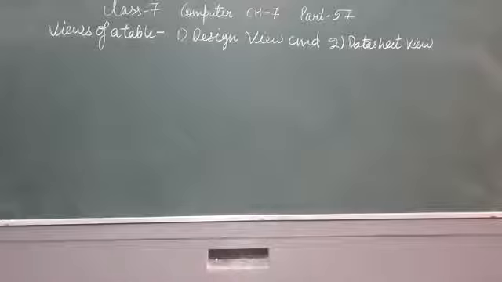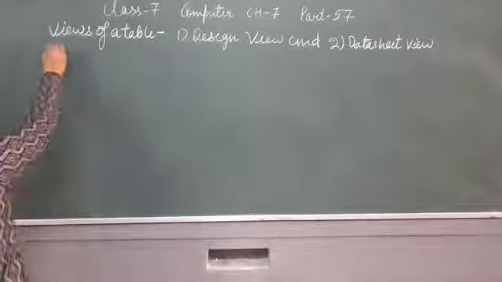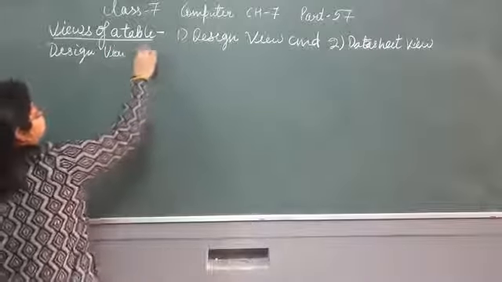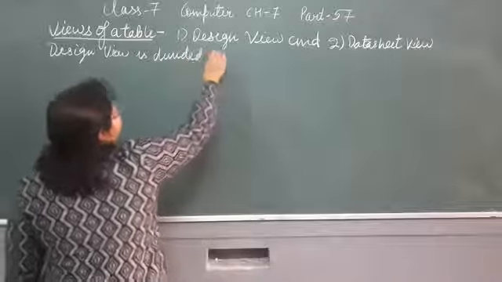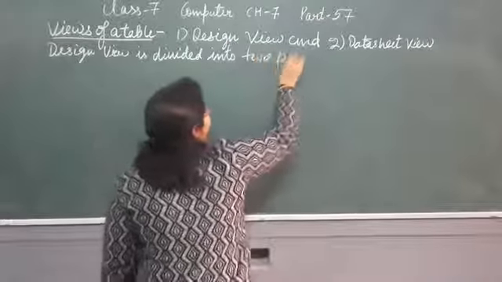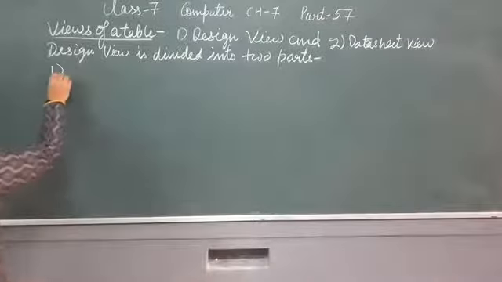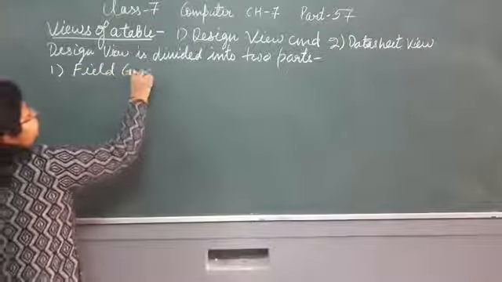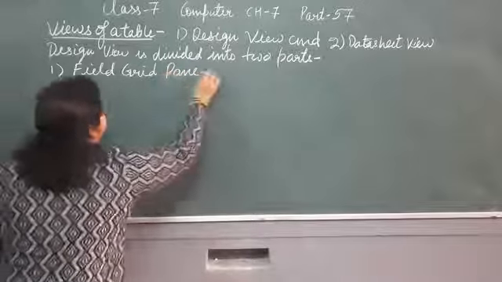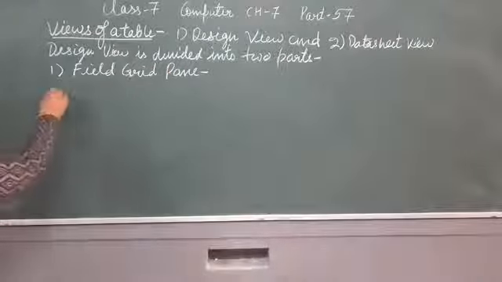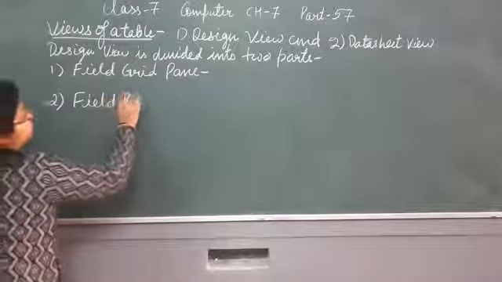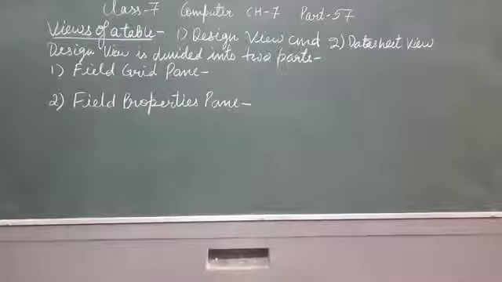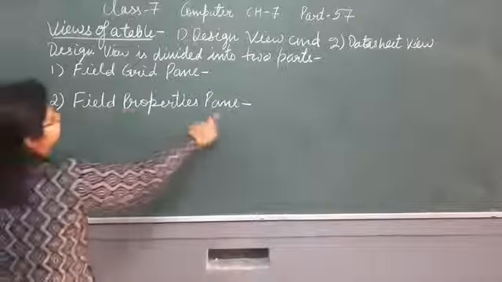Design view is divided into two parts. First part is field grid pane, and the second part is field properties pane. So design view is divided into two parts: field grid pane and field properties pane.